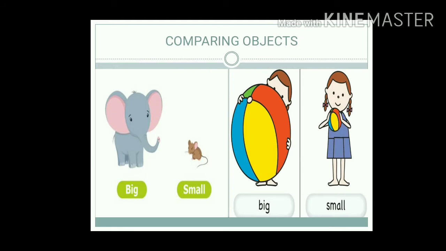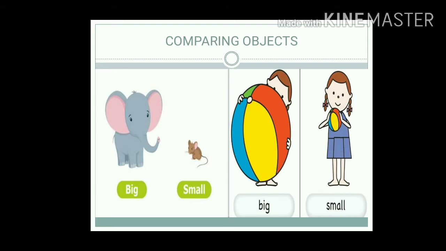Children, before we compare numbers, I would like to tell you how we can compare two different objects. As you can see, children, in the first picture there is an elephant and a rat. Now, which one is big and which one is small? You can already identify it, right? It is because of their size. So, the elephant is big and the rat is small. See, children, how you could identify between the two, right?